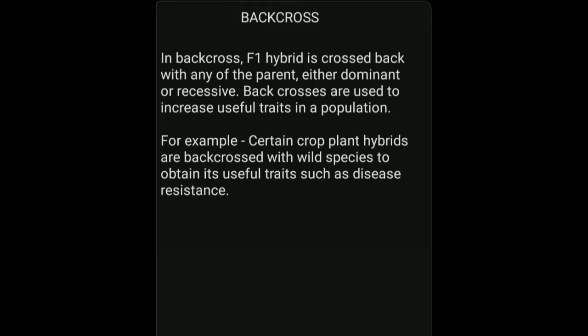So for having many more species with this trait, we will simply backcross the plant of the F1 generation with the parental generation, with either of the parents which has this trait. Let us now come to an example.